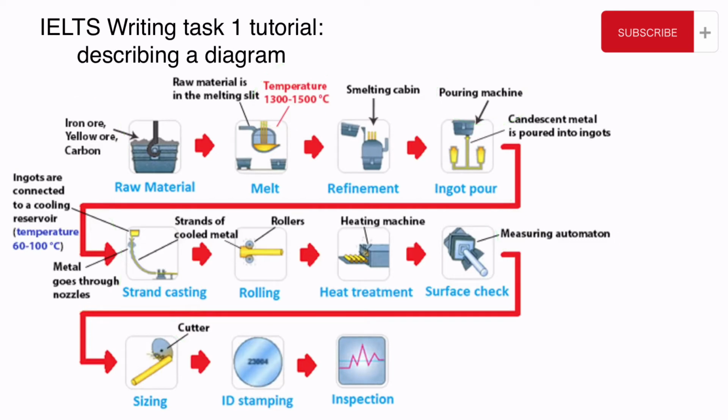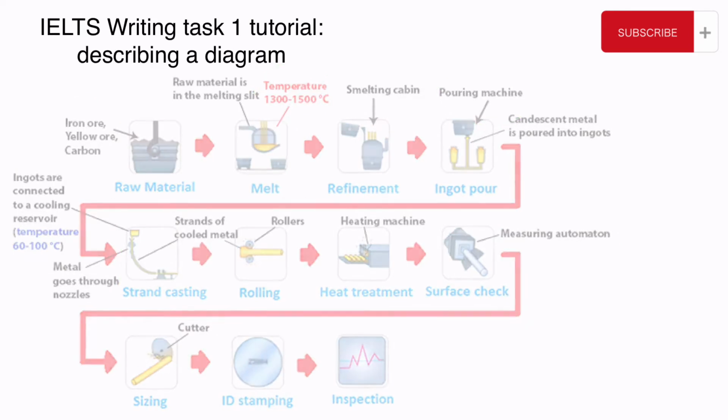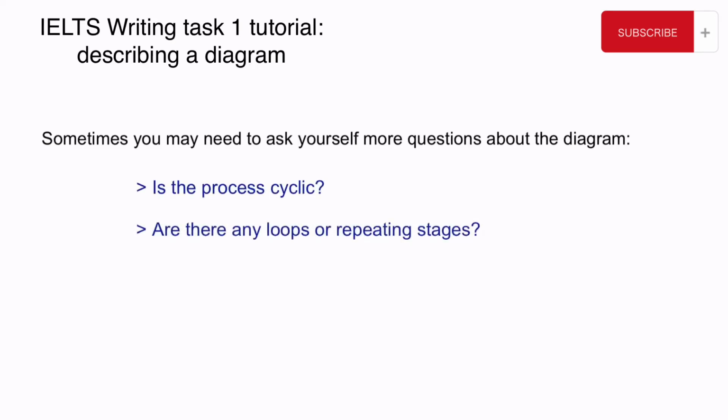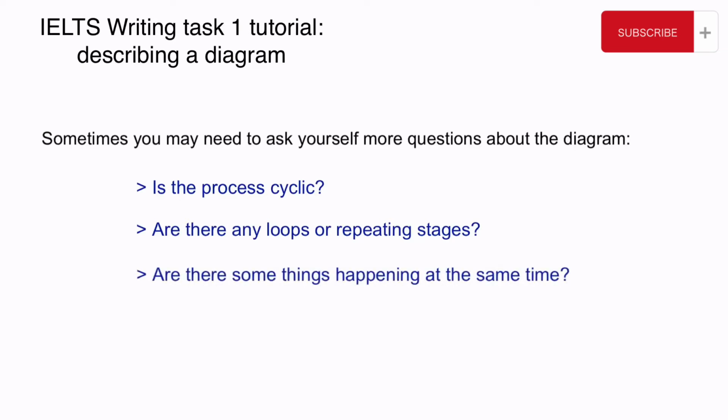Some diagrams may be not as straightforward as this one, so sometimes you may need to ask yourself more questions about the diagram. For example, is the process cyclic? Are there any loops or repeating stages? Maybe there are some things happening at the same time? Anyway, when you have familiarized yourself with the diagram, it's time to start writing the answer.